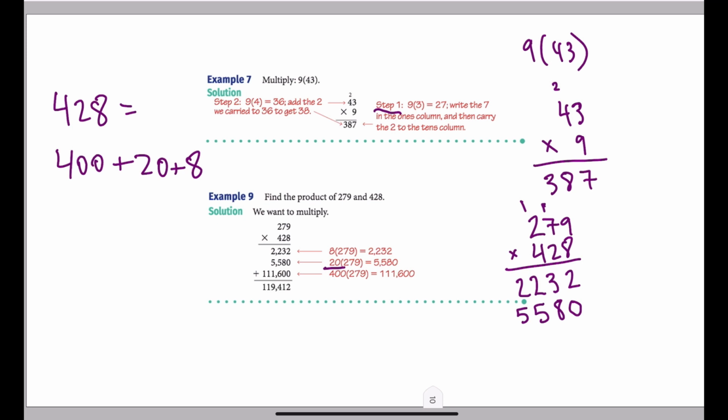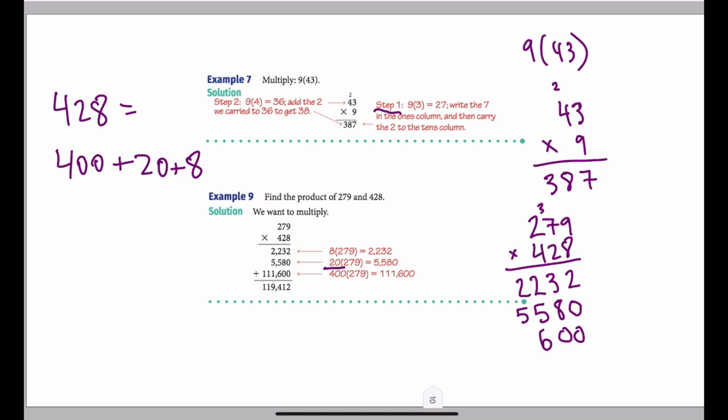Now I'm not done yet. I've got to do the 4 times 279: 4 times 9, 4 times 7, 4 times 2. But remember, it's not 4, it's really 400. So I'll put 2 zeros to show I'm moving over 3 places, to the third place value, the hundreds. So it's not 4 times 9, it's 400 times 9. 4 times 9 is 36, and 400 times 9 then is 3,600. That's what this is telling me.